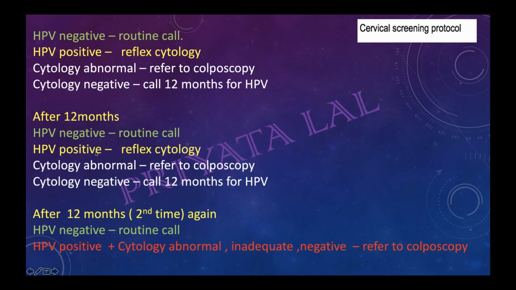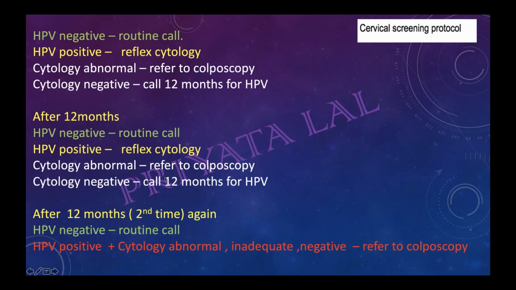If the HPV has become positive, again you have to do something: you will do her reflex cytology. If it is negative, then you will call her again after 12 months, and if the cytology is normal, it is again the same combination. HPV positive and cytology abnormal, you have to refer her to colposcopy.